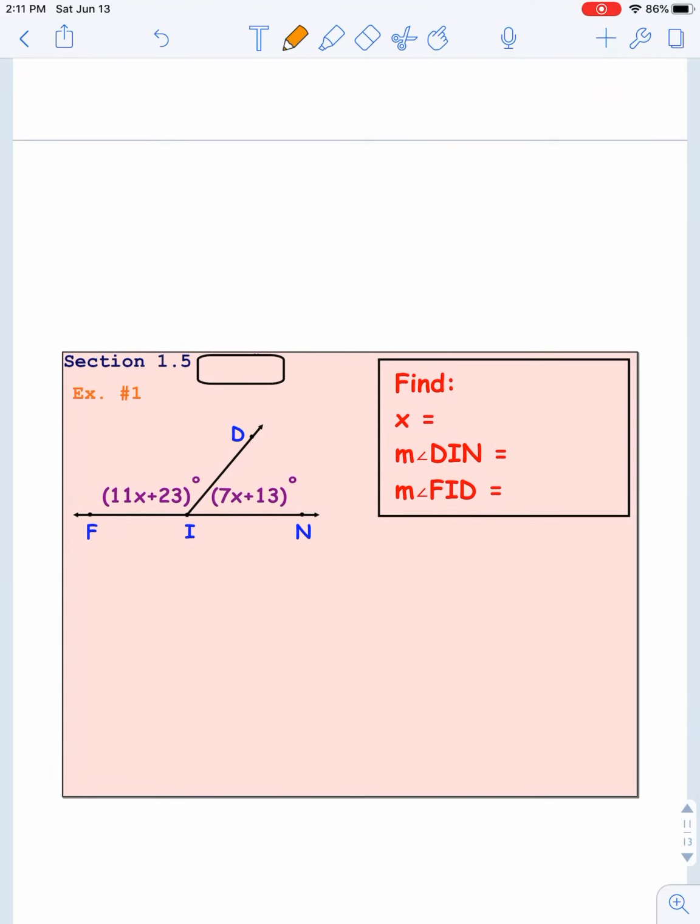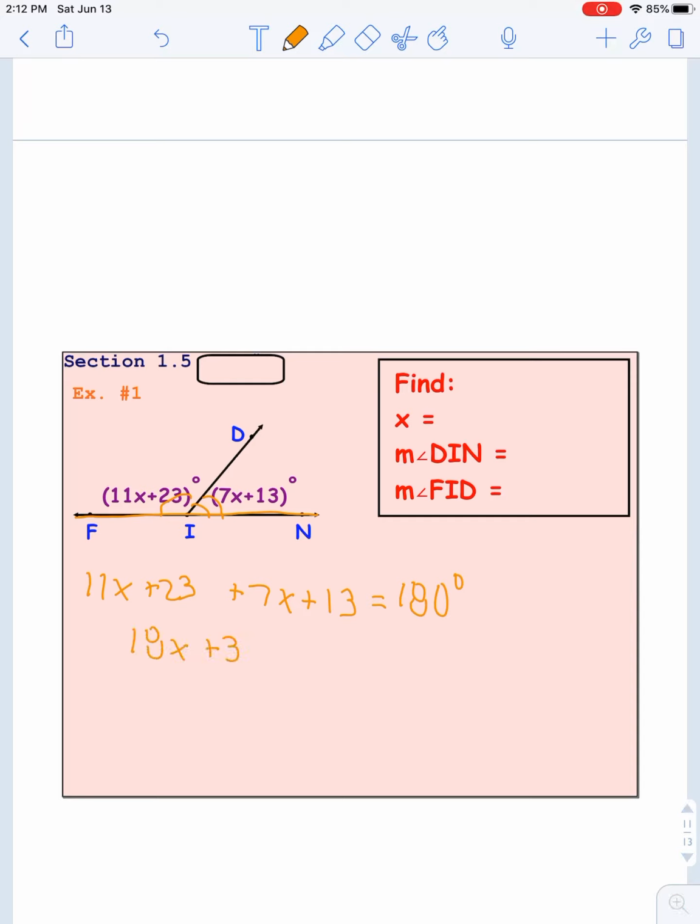So we'll do some with some algebra pieces here. And that's the basics of what we're going to cover. We're just going to continue on doing some examples using our different angle pairs. So you have to look at the diagram, or look at the given information, to see what you are given. Well, I can see that this is a straight line. So these two angles right here form a linear pair. They add up to 180 degrees. So that means 11x plus 23, added with the other angle, 7x plus 13, has to equal 180 degrees.